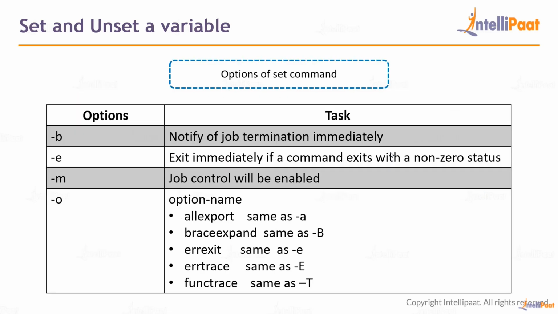Going ahead, we'll see some options. The first option is -b, notify of job termination immediately. The second one is -e, exit immediately if a command exits with a non-zero status. The third one is that job control will be enabled. And the fourth option is allexport. These are basically other options, and you can see them over here. You can use the set command to turn particular functions off or on. So allexport means that if you have not enabled this, then you cannot use the export command. If you have enabled this, then you can use the export command.